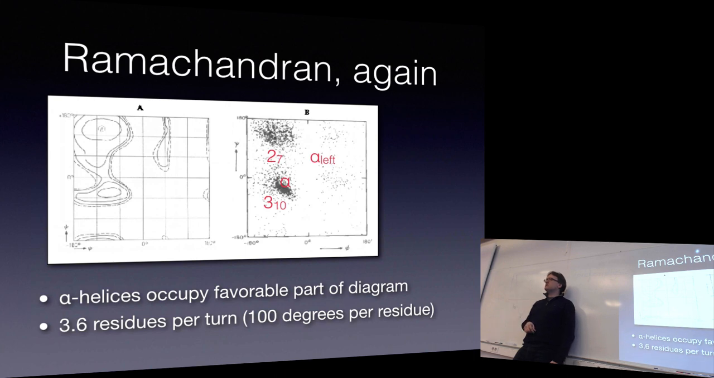Again, if all amino acids were D amino acids, the Ramachandran diagram would be mirrored, because then we would have instead preferred the left-handed alpha helix. So the reason why we only see right-handed alpha helices is because it's built from chiral amino acids. And that has to do with the rule book of nature.